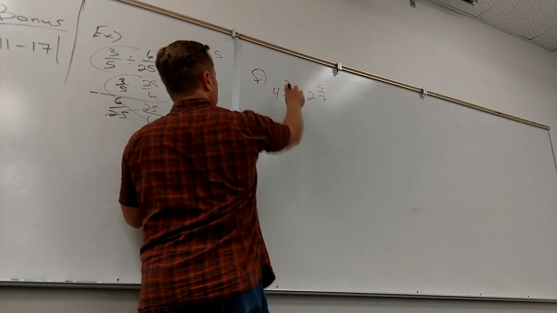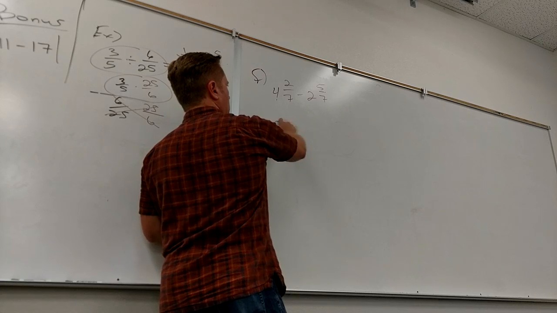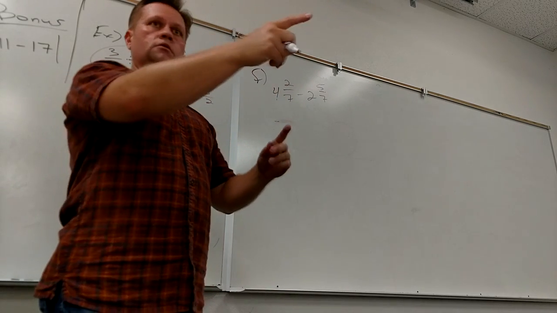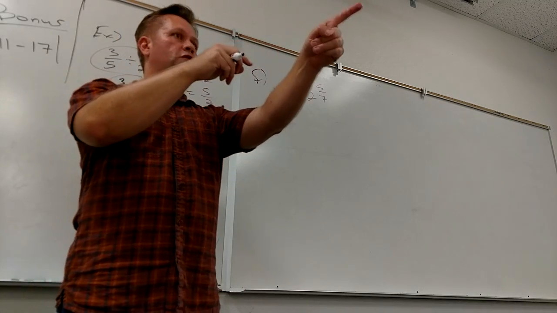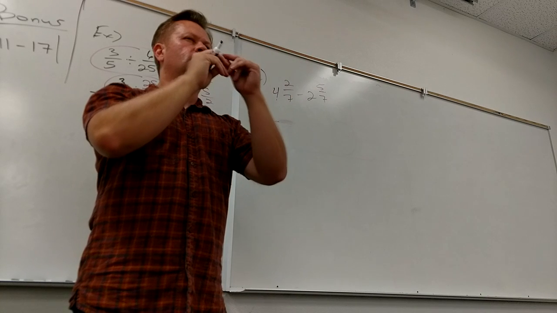How do I change this into an improper fraction? Take the 7 times the 4, 28, add the 2, 30 over 7. Beautiful. That's fine. We're all good. You got the process right.